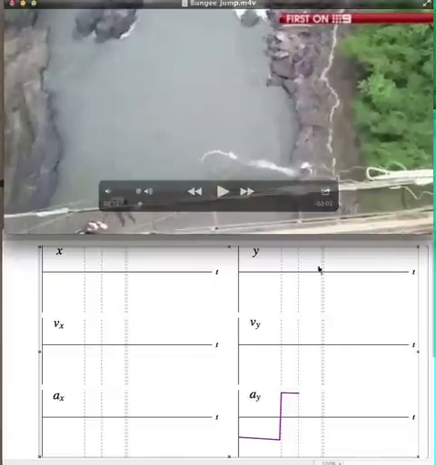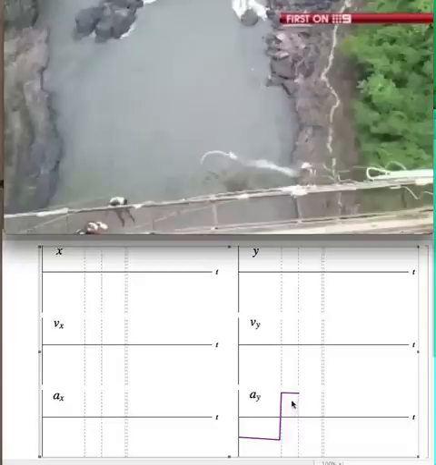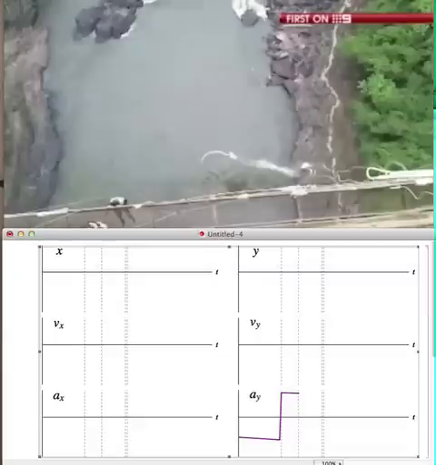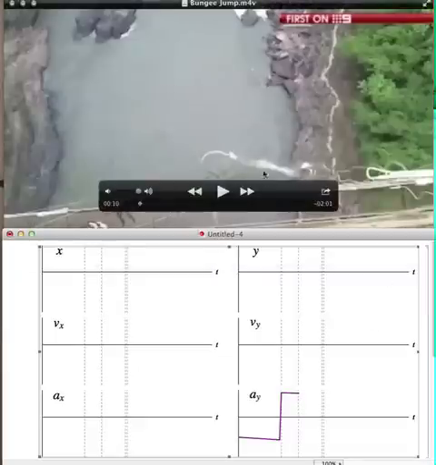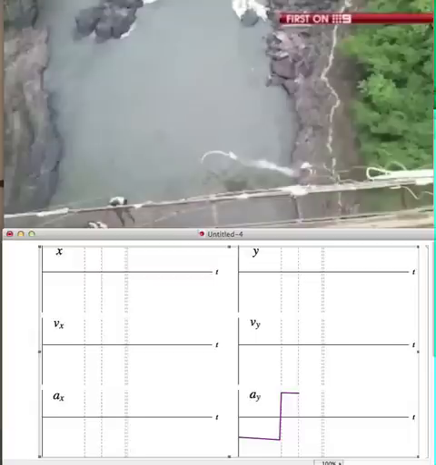Then it snaps. So through this phase, she's accelerating upwards because her downwards velocity is being slowed, and it snaps. Because it snaps, she's now, from this moment onwards, in free fall. So her acceleration immediately drops from bungee cord acceleration back to the acceleration due to gravity.